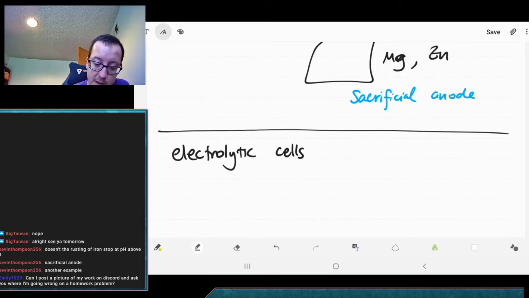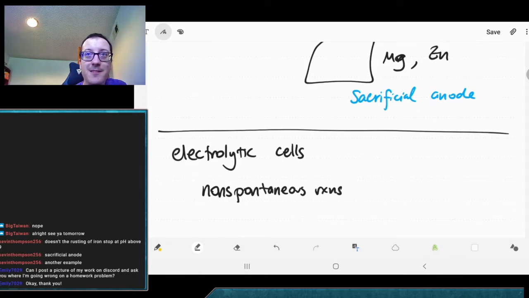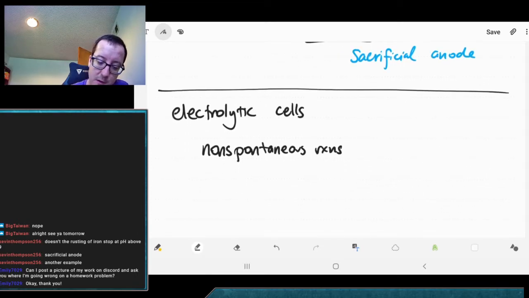All right, with electrolytic cells, these are going to be non-spontaneous. Of course, non-spontaneous reactions that we're going to give electricity.